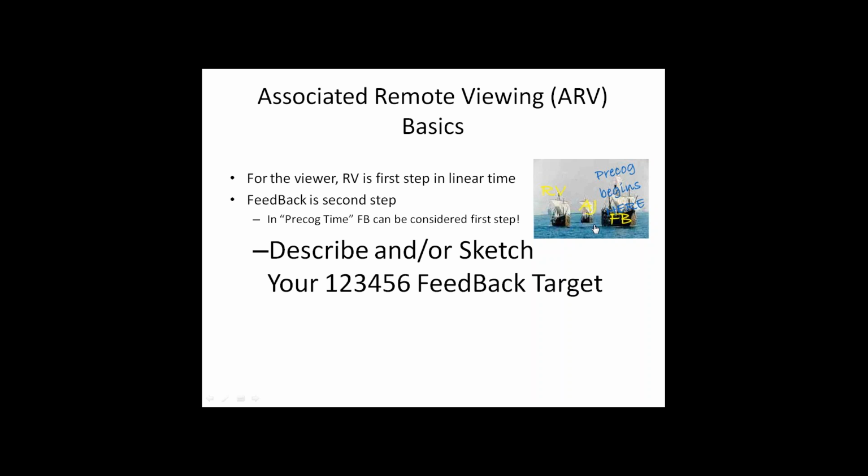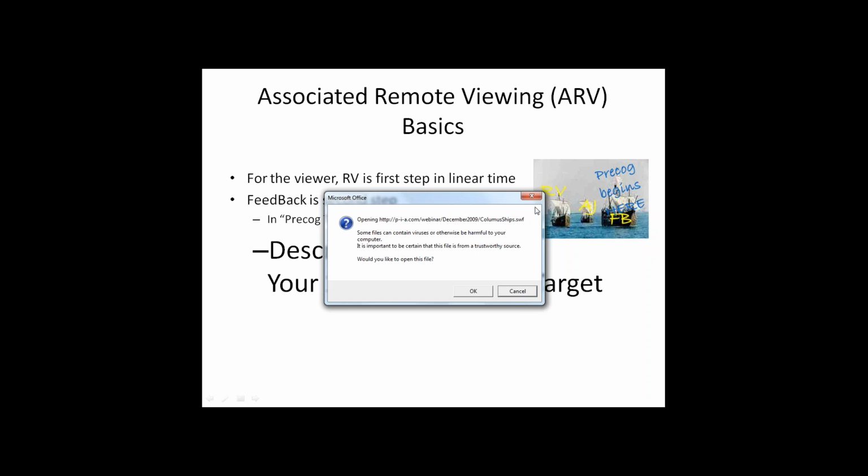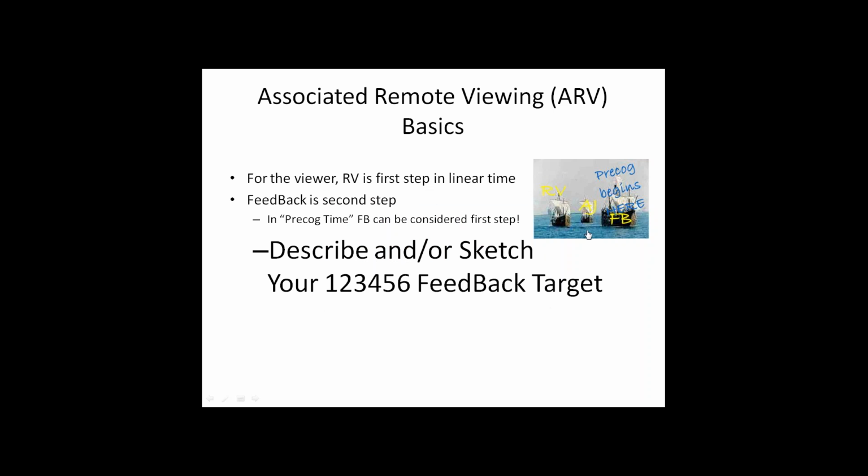That's what makes it precognition. So in linear time, you do your remote viewing. Your task is to describe the feedback that you're going to see at a later date, so that's completely blind to you. As a remote viewer, and this is really important to get, that is all your task is. It's rather straightforward. You do your remote viewing session, describe and sketch your feedback target, one that you're going to see in the future. Yes, there is a judging step, and we'll be talking about it later, but from the viewer perspective, that is really ignored.